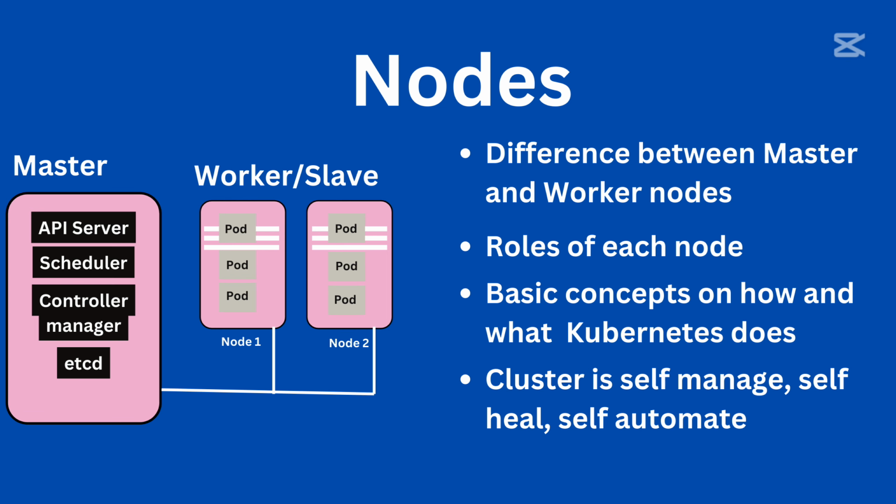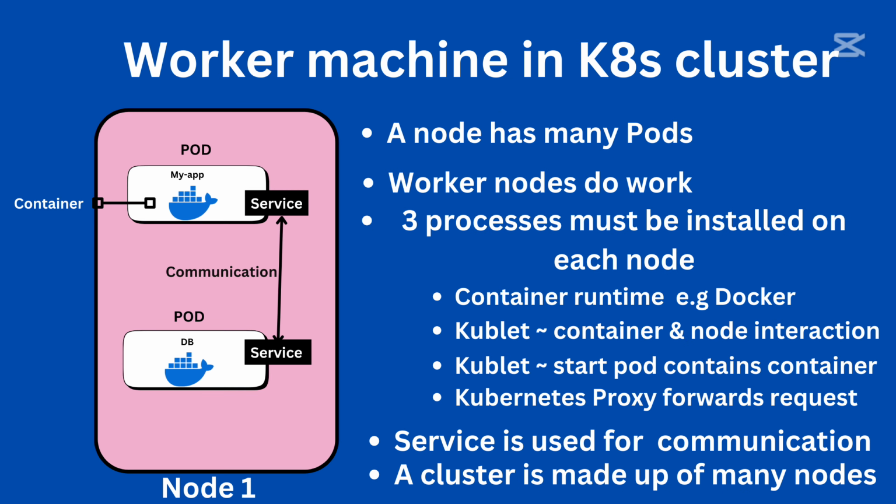what Kubernetes does. Worker nodes are the ones that do the actual work and have lots of pods. A pod usually has a container or application. Worker nodes are the ones that get the job done, and each one needs to have three important processes installed: container runtime, like Docker engine, Kubelet, which talks to containers and nodes, and Proxy, which sends requests.